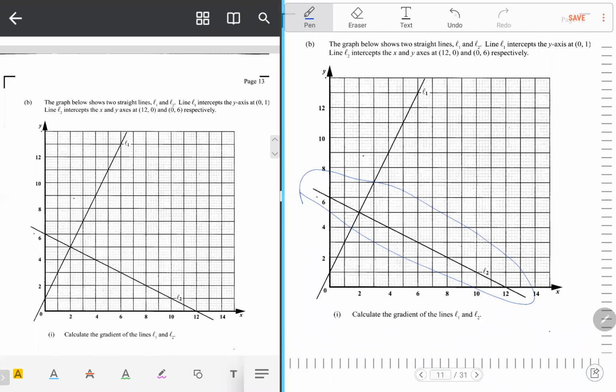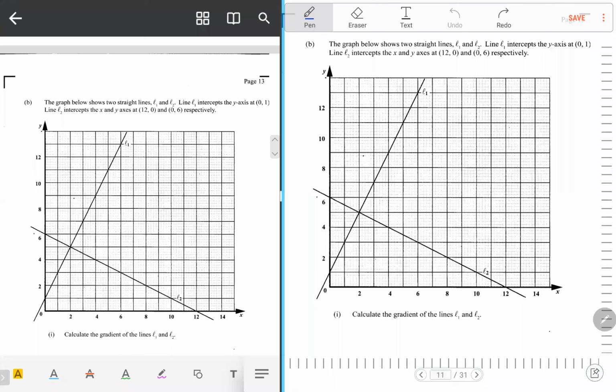Right, now clearly L1 is a positive gradient because as you go from left to right on L1, you're going upwards. So that's a positive gradient. And L2 is a negative gradient because as you go from left to right on L2, you're going down. Alright, so L1 is a positive gradient because it's going up. L2 is a negative gradient because it's sloping down. Gradient is slope.